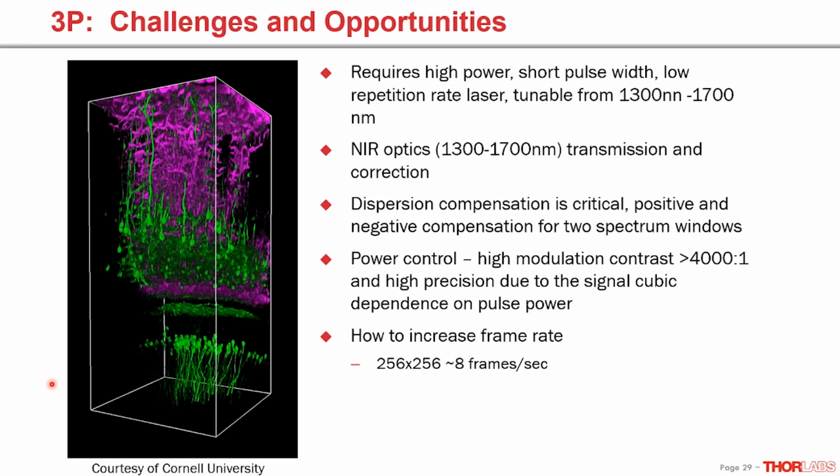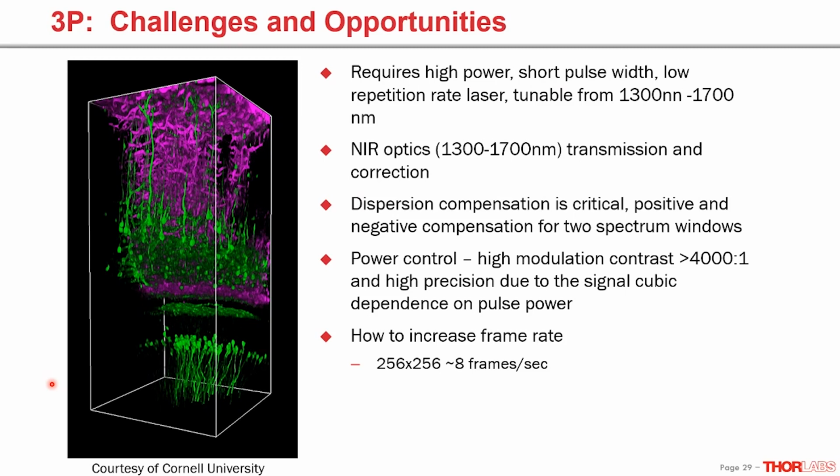Since you need a lot of photons to arrive in a short period of time, and you're using these short pulses, dispersion compensation also becomes more critical when compared to 2-photon. This also applies to power control, where the signal has a cubic dependence on pulse power.